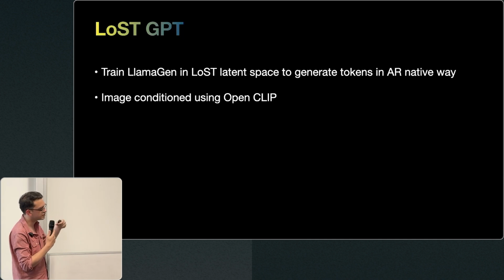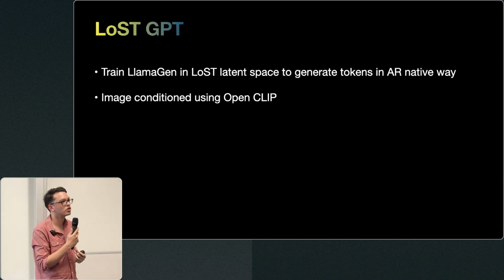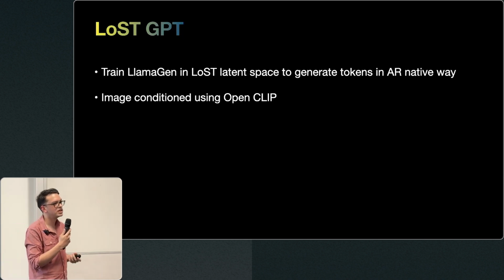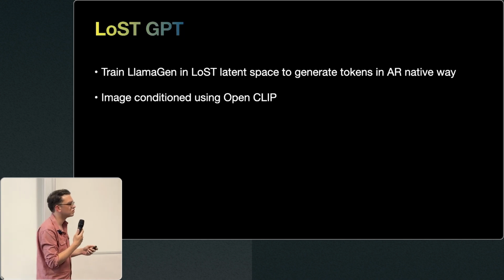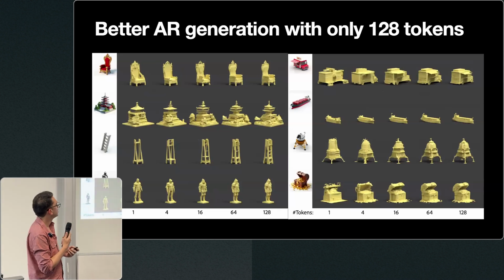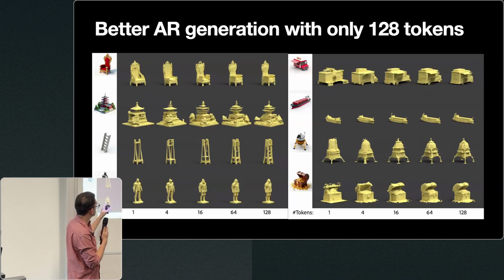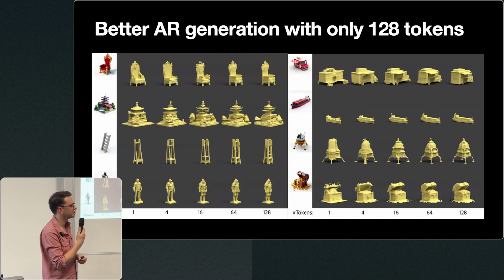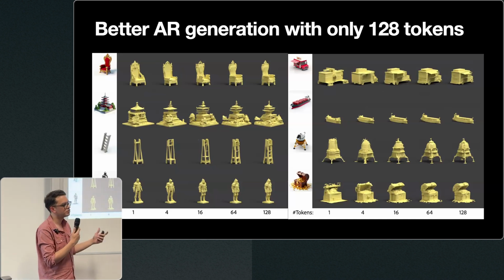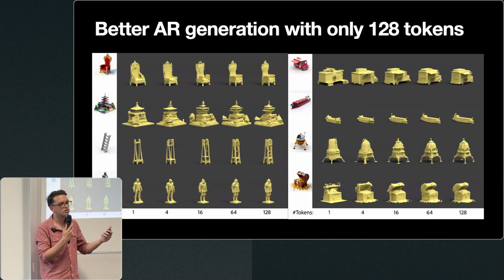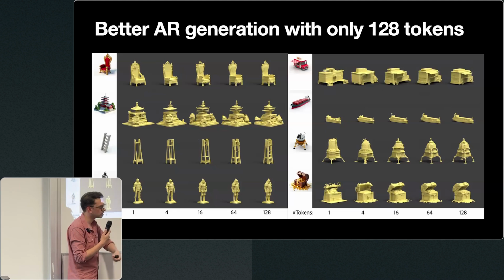And once we have this representation, we can actually train an AR model. We use something like LlamaGen, and we are going to condition the 3D objects on images, so we use CLIP for that. You can see some of these generations with AR models. And you can see the image on the left and the generated 3D object on the right. And we can stop anywhere in this process, right? So if you have a low token budget, you can just stop at 4, 16, or whatever.